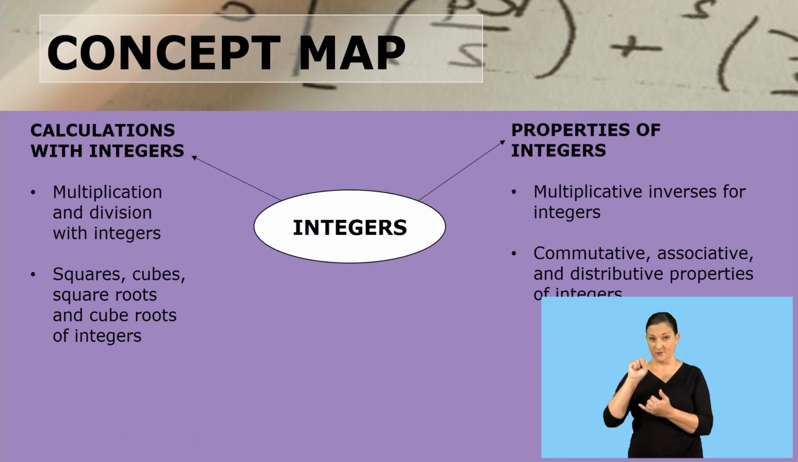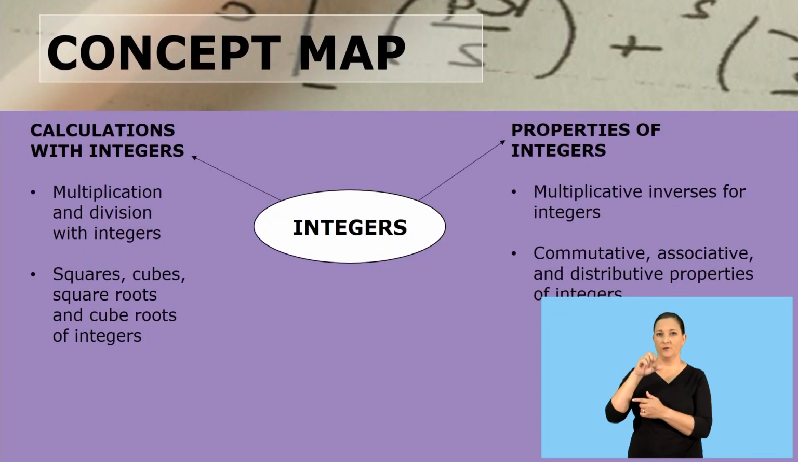In today's concept map, we are focusing on integers, but remember, multiplication and division for today's lesson. We are going to be focusing on two aspects: calculation with integers, where we are going to look at multiplication and division with integers, and also squares, cubes, square roots, and cube roots of integers. Then our second aspect is properties of integers: multiplicative inverses for integers, and commutative, associative, and distributive properties of integers.